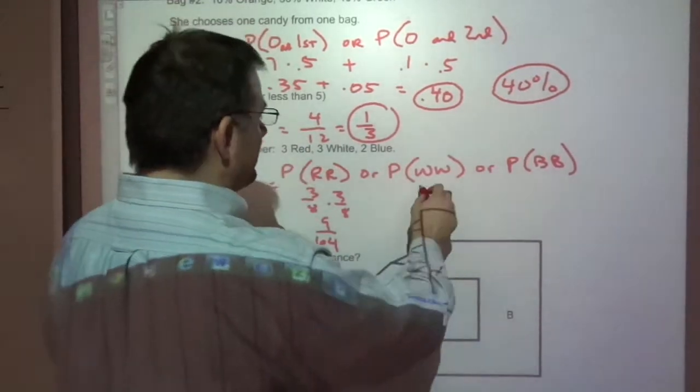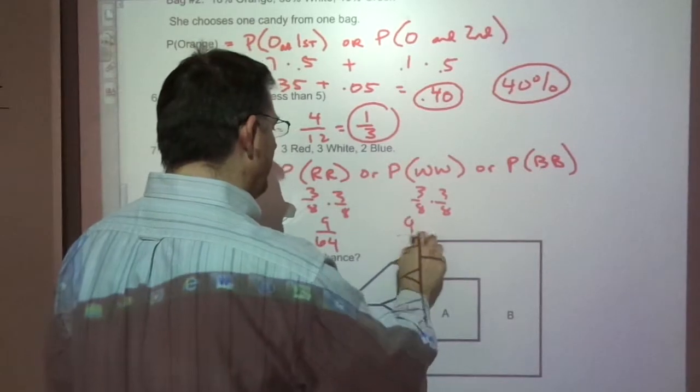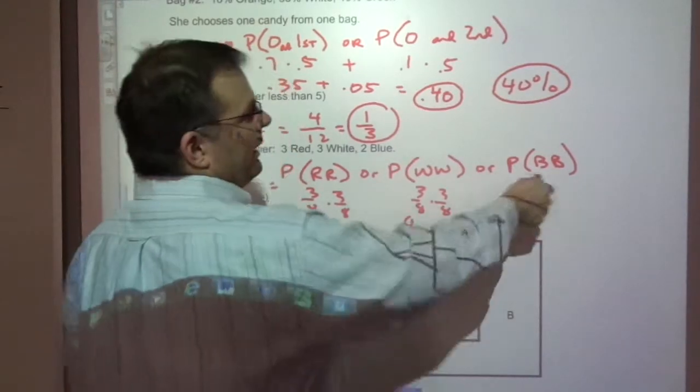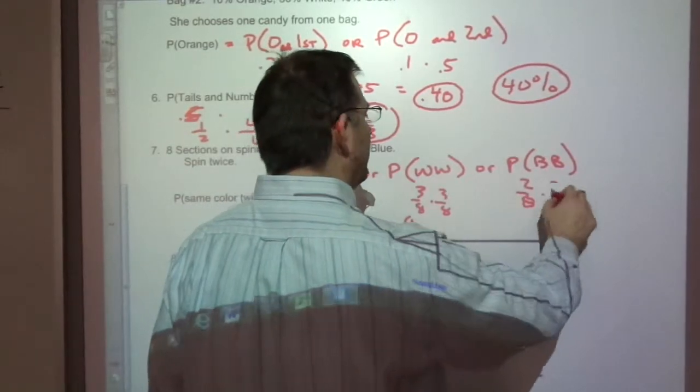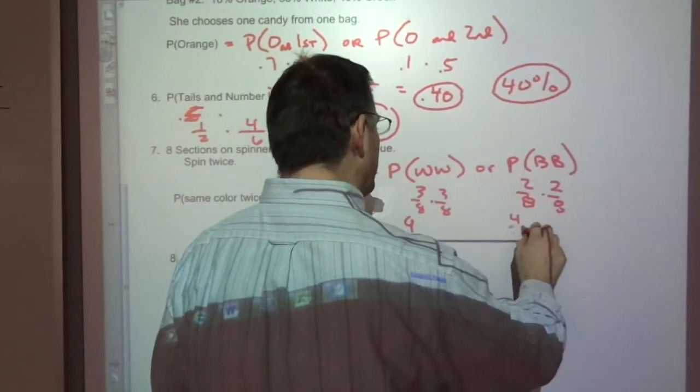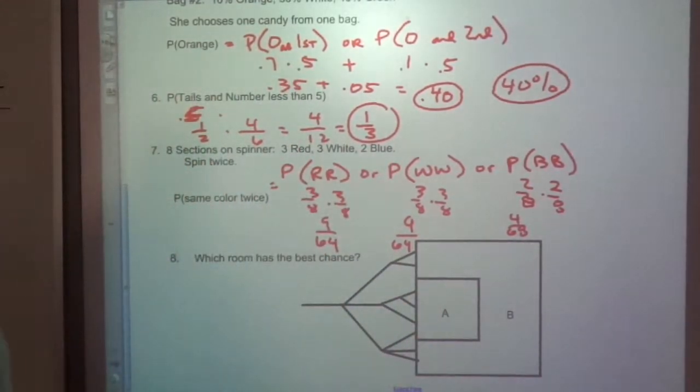For the whites, that's the same thing. 3 out of 8, 3 out of 8. That is also 9 out of 64. And for the blues, there's only 2 blues, so 2 out of 8 and 2 out of 8 makes 4 out of 64. Now all of these are or, so we can add all those together.